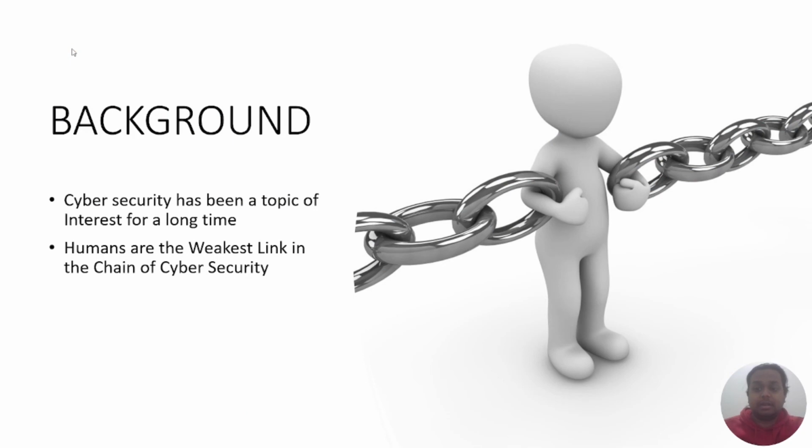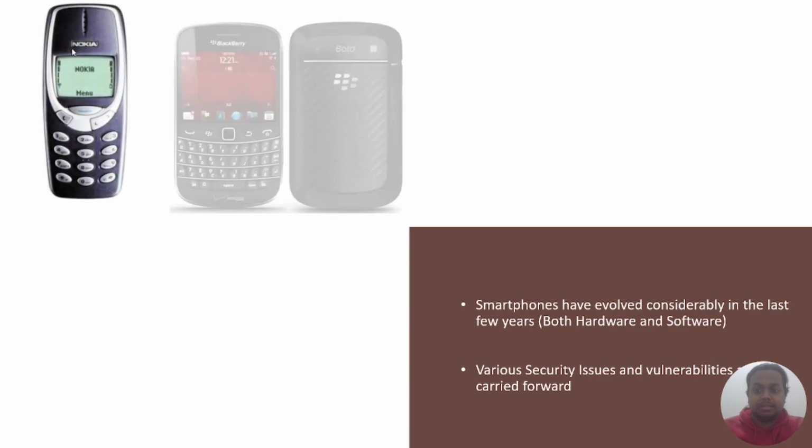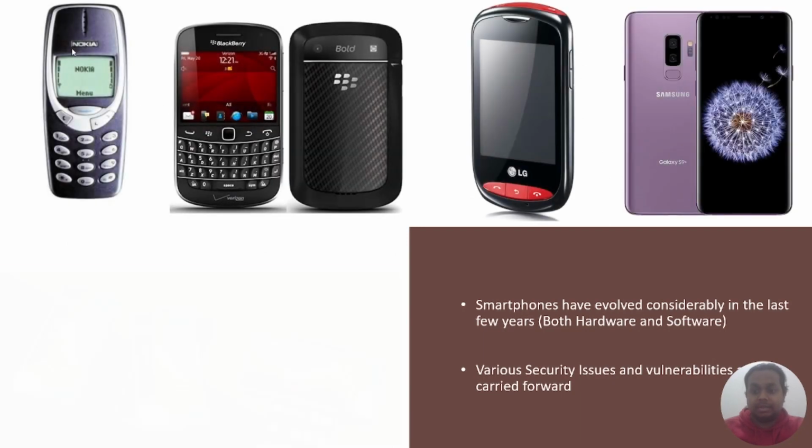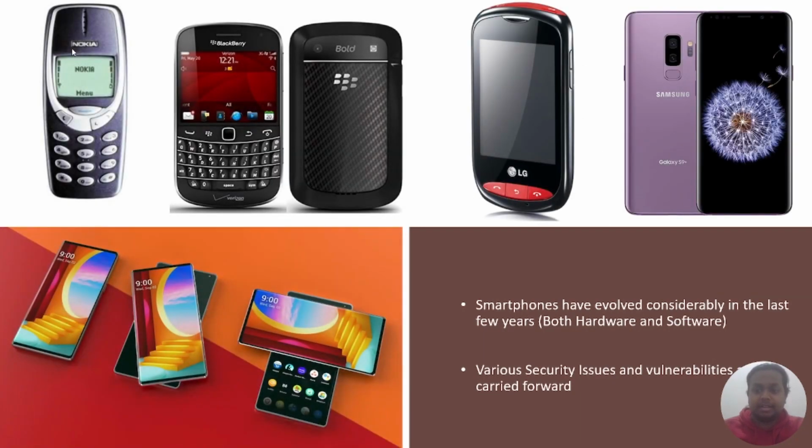Cybersecurity has always been a topic of interest and there are various facets to this domain. Due to the user's lack of awareness and carelessness, they become the weakest link in the chain of cybersecurity. Smartphones have evolved rapidly over the past 2 decades, but despite this evolution, security vulnerabilities have been carried forward and even exist today. So this motivated us towards designing an intervention to improve user awareness about smartphone privacy and security.